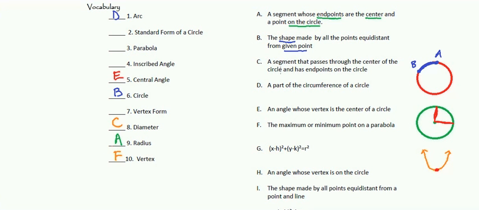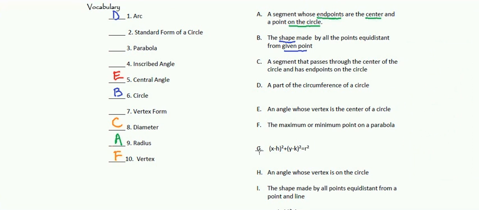Okay, we've made it through definitions A, B, C, D, E, and F, so we are on G. Let's go ahead and clear some space here so we have some room to work. So I'm going to go ahead and get rid of these diagrams. So letter G gives us an equation. (x - h)² + (y - k)² = r².